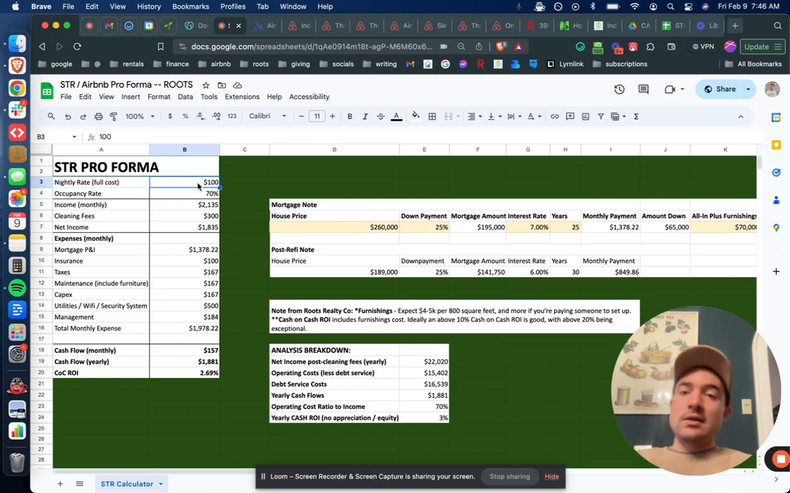So the nightly rate that I have determined ours can get, including cleaning fee, including service fee. So whatever it says on Airbnb, add in the cleaning fee, which is usually $65 to $80. For ours is 230. I have a high confidence in this number after looking at the comps extensively.